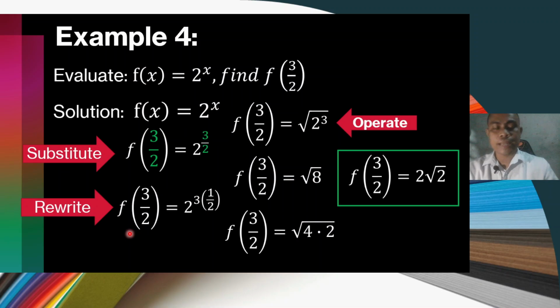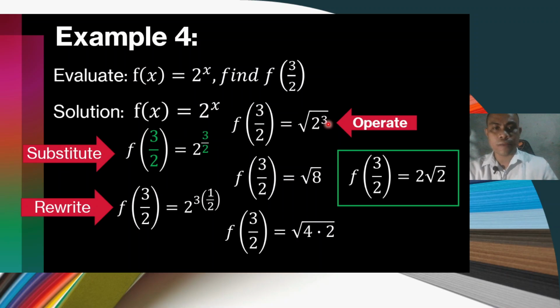So, to make it easier for us, since this is a special case, we'll just rewrite it. So, it becomes 3 times 1 half. From 3 halves, when we rewrite it, it becomes 3 times 1 half. If we return it to its original form, 3 times 1 half is still 3 halves. I'm just emphasizing this so it's easier to operate later. So, f of 3 over 2 equals square root of 2 cubed.